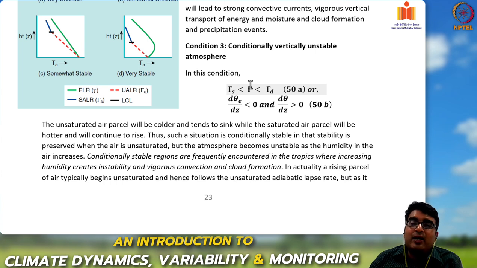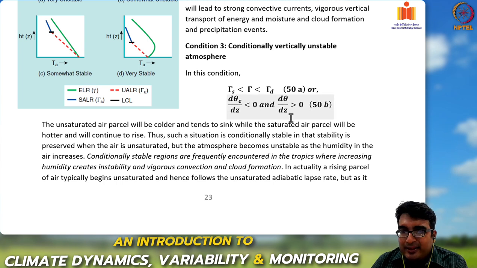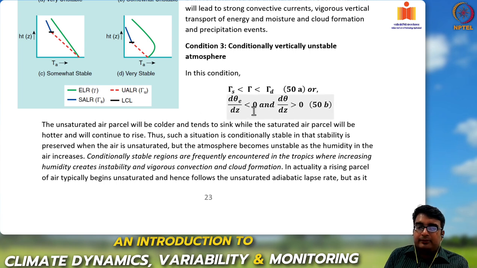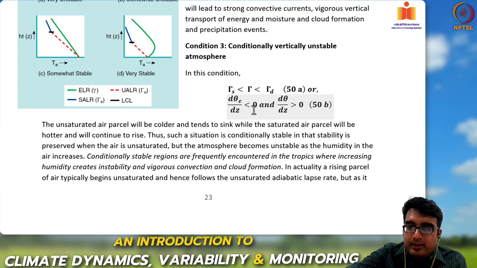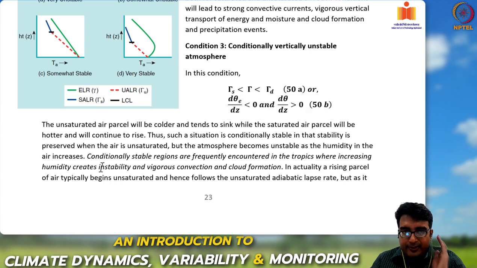Okay. And here we have a change of sign between the potential temperature and the equivalent potential temperature. d theta/dz is greater than 0, but d theta_e/dz is less than 0. So such a situation is conditionally stable in that stability is preserved when the air is unsaturated, but the atmosphere becomes unstable as the humidity in the air increases.